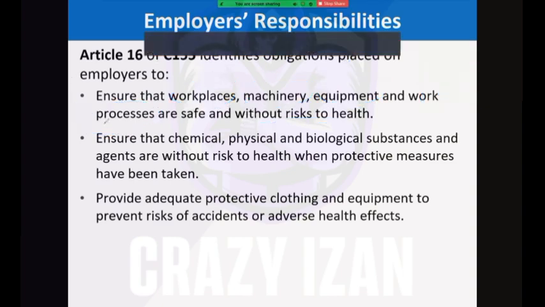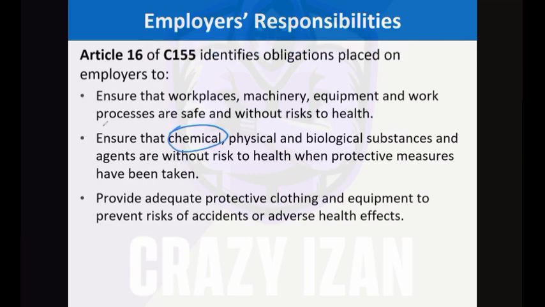Also, the employer's responsibility is to ensure that chemical, physical, and biological substances and agents are without risk to health when protective measures have been taken. So what else is the responsibility of the employer? The employer must ensure that all chemicals in the workplace do not have any risk to the health of the workers. So you must make sure that you provide safe chemicals.